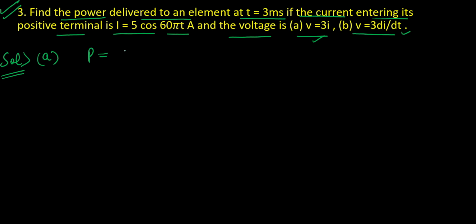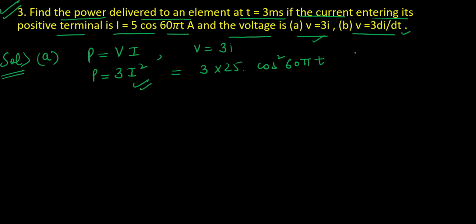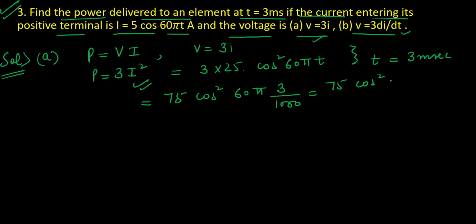As we know, power is equal to voltage into current. In the question it is clearly mentioned that voltage is equal to 3 times I. If we substitute the value of V, we are getting P = 3I². After substituting the values of current, we are getting 3 into 25 cos² 60πt. Time is given to be 3 milliseconds, so we can say 75 cos² of 60π times 3/1000, which comes out to be 75 cos² 0.18π. After solving this, we are getting the power to be equal to 53.48 watts.